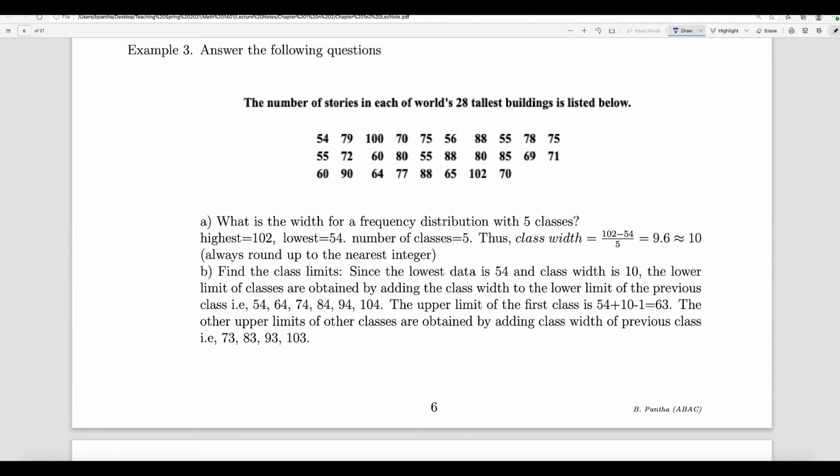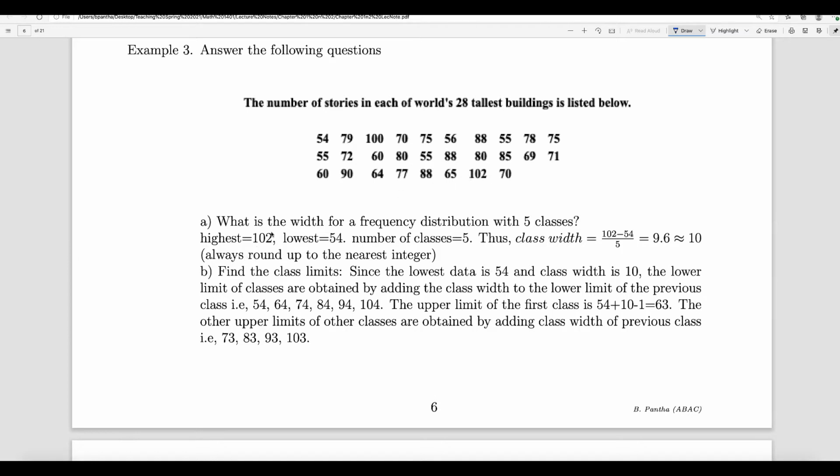In the last video, we discussed how to construct a frequency distribution table for a numerical data set, or what we also call a grouped frequency distribution table. So here I'm going to do a complete example. The number of stories in each of the world's 28 tallest buildings is listed above. So one building has 54 stories, another has 79 stories, 100 stories, and so on.